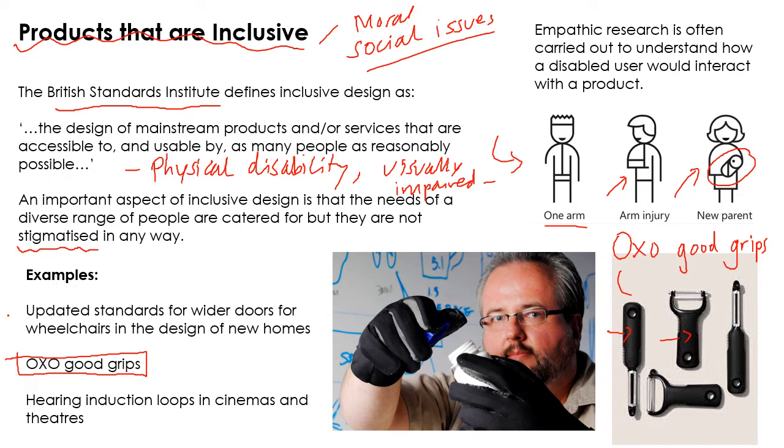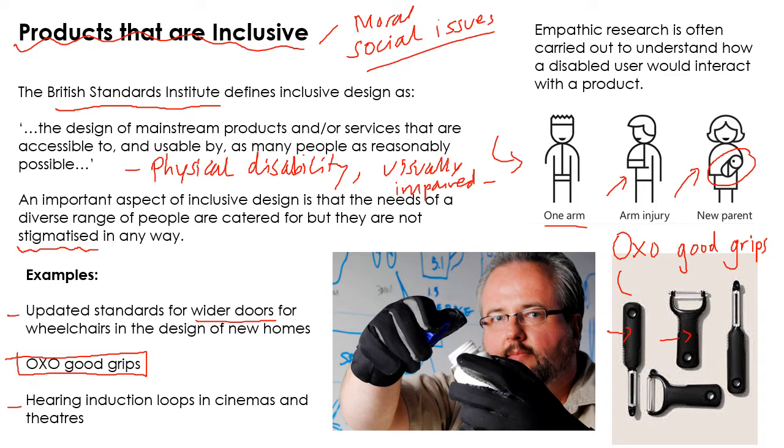There are also some other examples, things like wider doors in new homes that are being built, so wheelchairs can easily go through them, and things like hearing induction loops in cinemas and theatres, so people can access them no matter if they have a hearing problem.